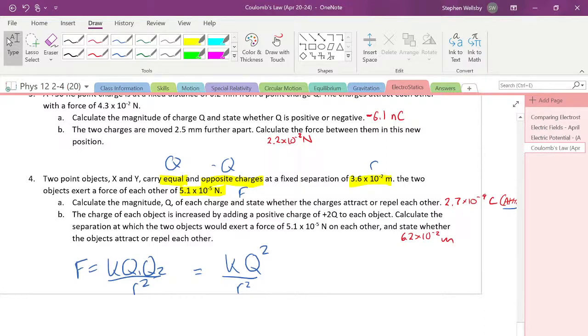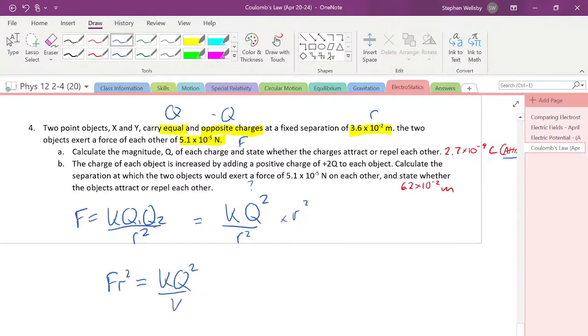And so this is what I'm unaware of. I don't know what the Q is. So I'm going to rearrange for Q. I'm going to multiply both sides by R squared, and I have F R squared equals K Q squared. I'm going to divide both sides by K, and I'm going to have Q squared equals F R squared over K.